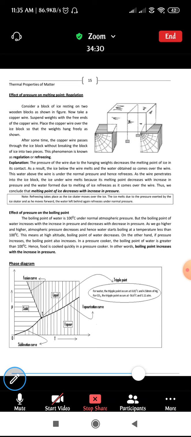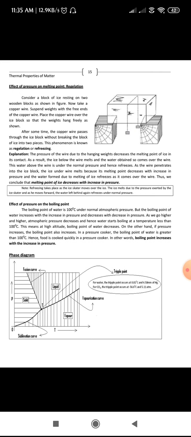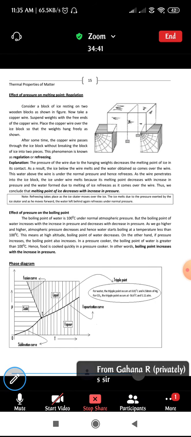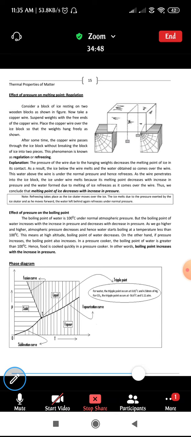Yes, have you gone through? Okay, I'll explain it once again. We are going to study the effect of pressure on melting point. Keep in mind, melting point decreases with increase in pressure. As the pressure increases, the melting point decreases.